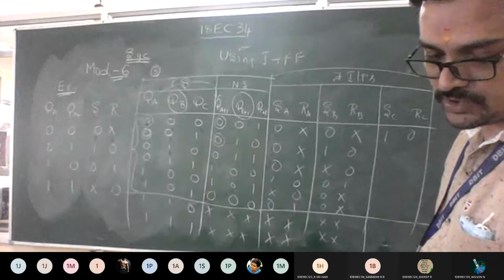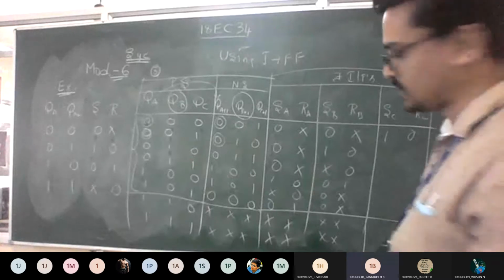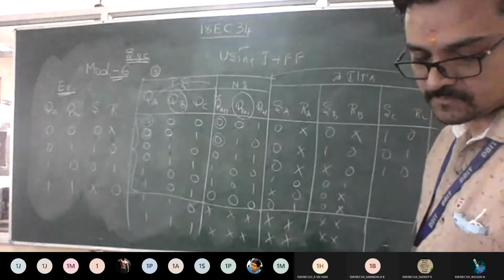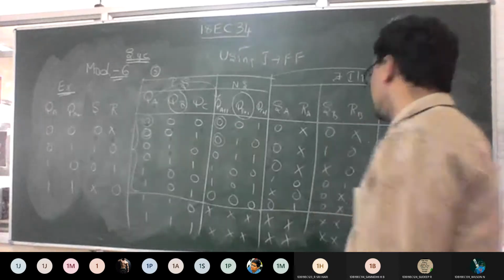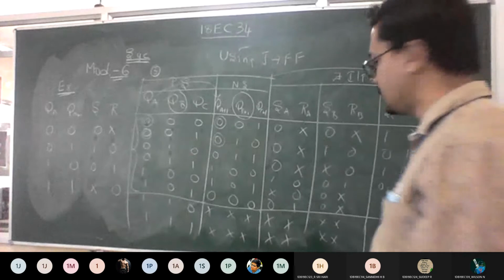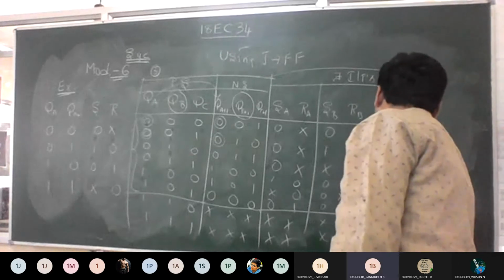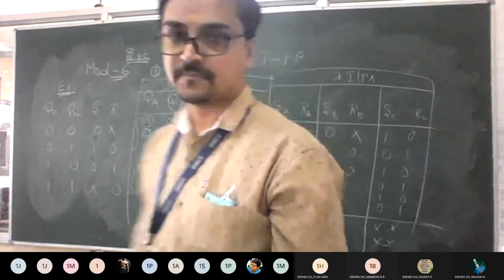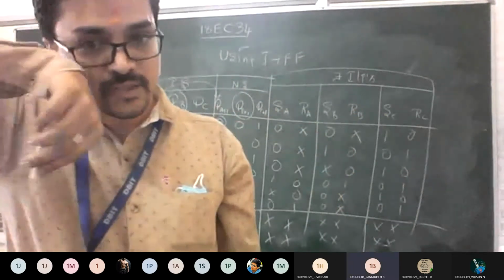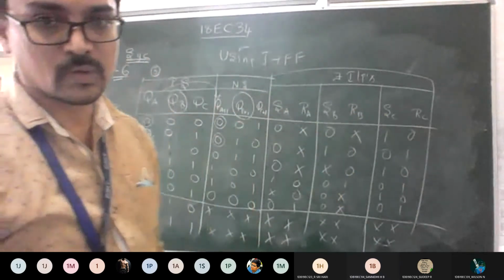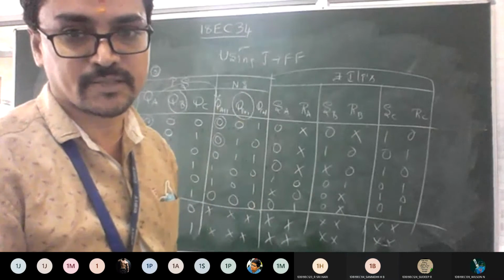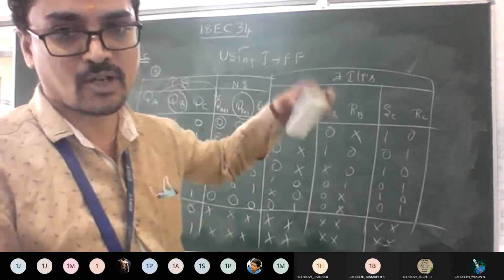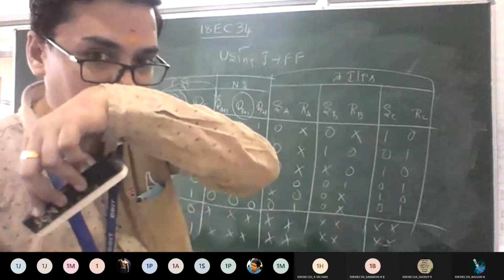So it's 1 0 0 1, 0 1 1 0. Next 1 0 0 0 1, 0 1. Remaining x. So is this filled by everyone? Yes, sir. So we got the logic now. The difference between synchronous and asynchronous: there it was a truth table. Here it is an excitation table because the clock will excite each stage.